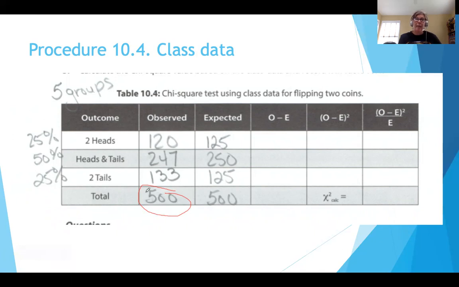125. What's half of 500? 250. 25% again, 125. That should add up to your 500. If these two don't add up to your total, then you've done your math wrong. Maybe you've taken your 25% times 120. That's not the way to do it. You always take your percentages or your probability from your total.